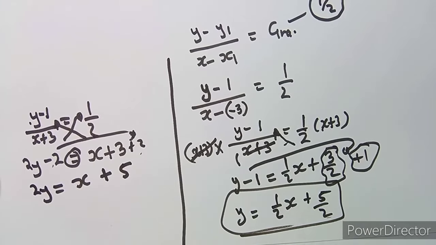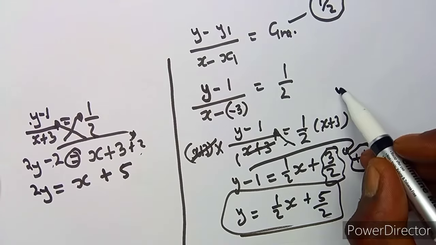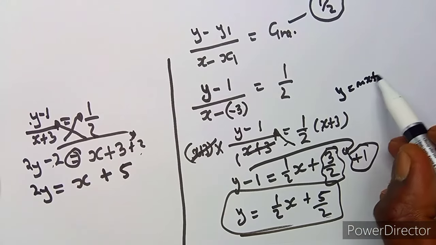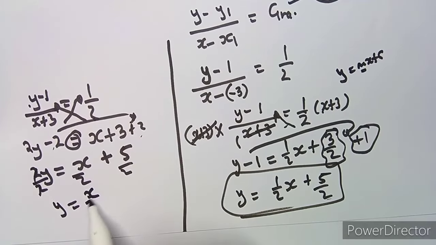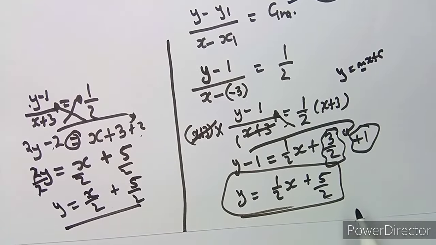But if you want to write your answer in the form of y is equal to mx plus c, in the gradient intercept format, you just divide by 2 each and every term. So y is equal to x over 2 plus 5 over 2. So as you can see, it's simply one and the same thing. So many ways that you can actually use. Okay, let's see what we had on this part.